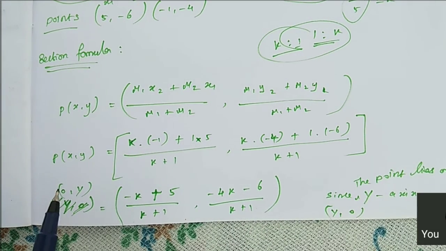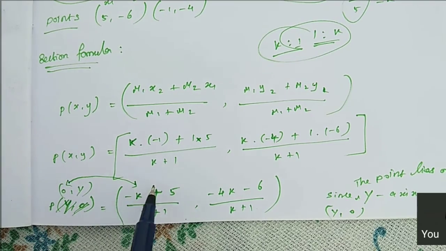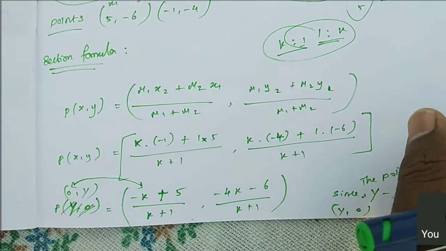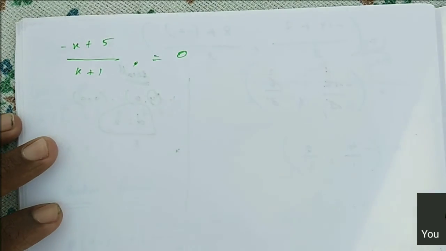Now you can equate. The x value is 0, and the y value alone is some number. So you can equate 0 and this value, the first one. In the entire value it became 0, right? So you can write it: minus k plus 5 divided by k plus 1 equal to 0. Are you all clear how it has become 0?